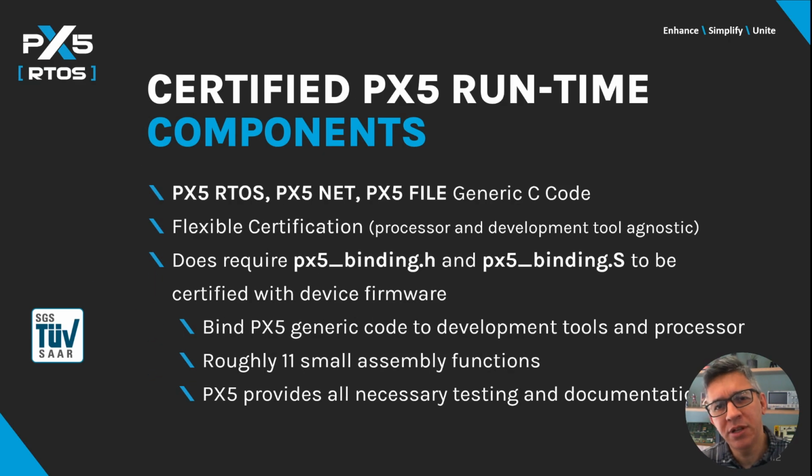It's also important to mention that the functional safety certification for PX5 RTOS, PX5 NET, and PX5 FILE is portable, so it is not tied to any particular processor. Now, to achieve this level of portability, there is one small binding file that must be included in the device firmware certification. This file binds the PX5 RTOS generic C code to the underlying processor. It is quite small. It contains approximately 11 assembly functions. And of course, we provide all of the documentation and test cases for the inclusion of this file.